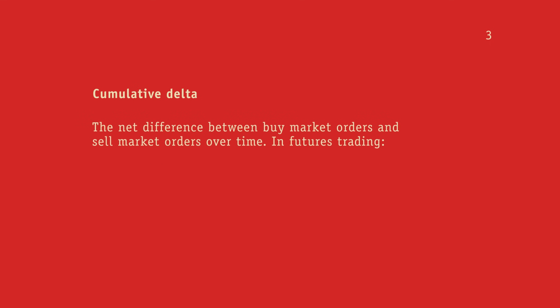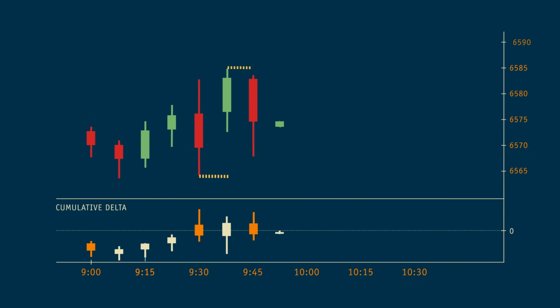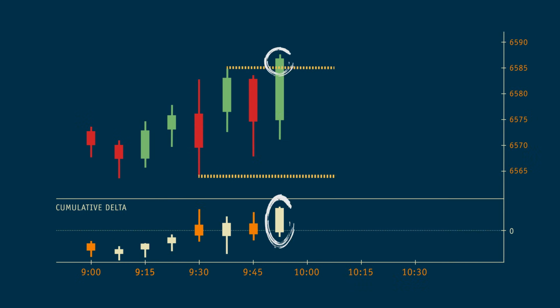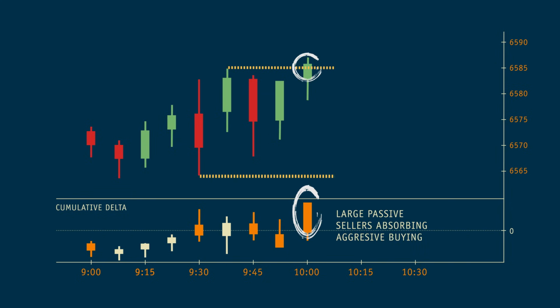The final refinement is delta, the difference between aggressive buyers lifting the offer and aggressive sellers hitting the bid. It tells us who's truly in control. A strong positive delta during the upside ORB suggests real buying pressure. A strong negative delta during a downside ORB signals aggressive selling. But there's the nuance. Delta must align with price. Strong delta with no movement means absorption. Larger players are absorbing orders, often foreshadowing reversal.